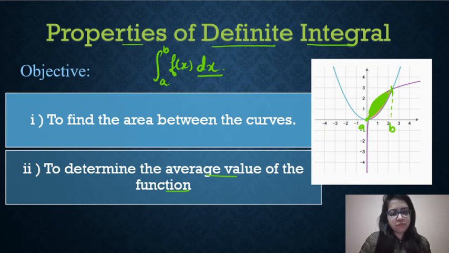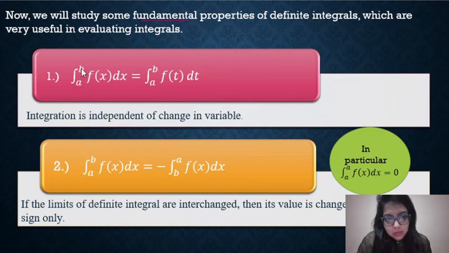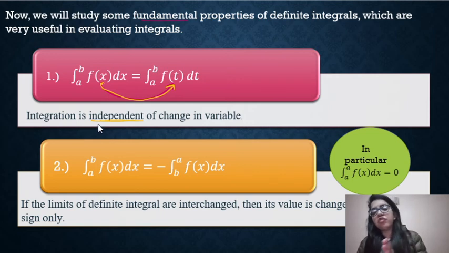So let's further continue. Now let's start with the properties. There are some fundamental properties which are useful for your exam purpose. The first property is integral from a to b of f(x) dx is equal to integral from a to b of f(t) dt. As we can see, the limits on both sides are the same, only the variable x is changed to t. That is, integration is independent of change in variable.